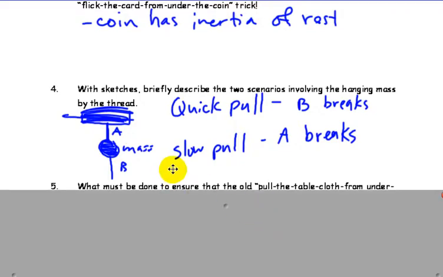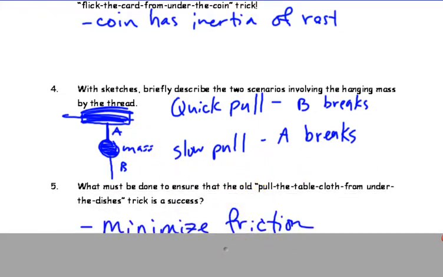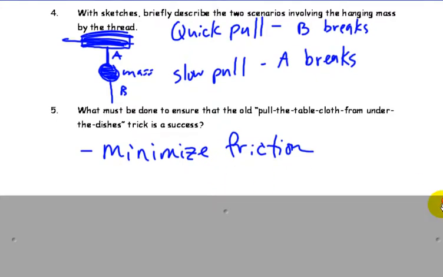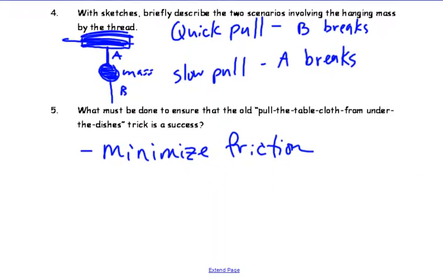Another example here, this one's from the duotang. You have a ball hanging from a string and a string below. If you have a quick pull, the smaller string snaps, but a slower pull will break string A. Here again, I talked about the tablecloth. If you use a silk tablecloth, you minimize the friction, so hopefully you would be able to pull the tablecloth off. Just don't do it at Thanksgiving when there's a table full of food.